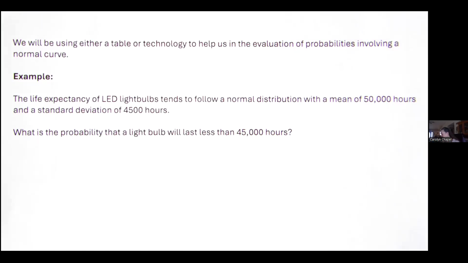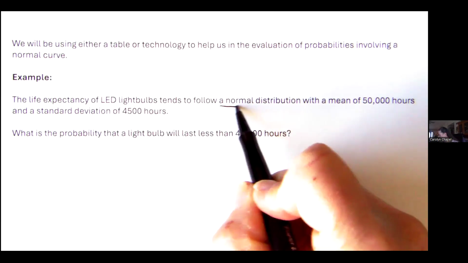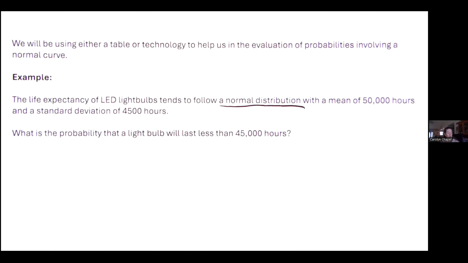So this one tells us that the life expectancy of LED light bulbs tends to follow a normal distribution. That tells me that little piece right here allows me to draw a normal curve. It has a mean of 50,000 hours. So that tells me where my center is. The standard deviation is something that would tell me how steep it is. With a standard deviation that large, it's going to be very, very flat. However, mine always look the same.